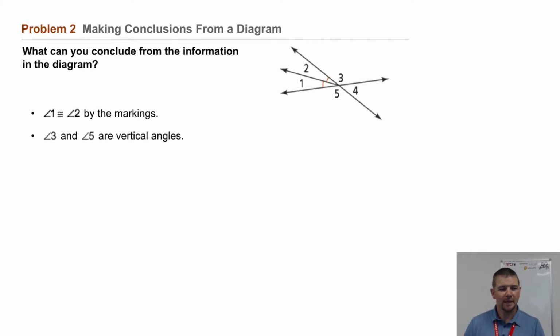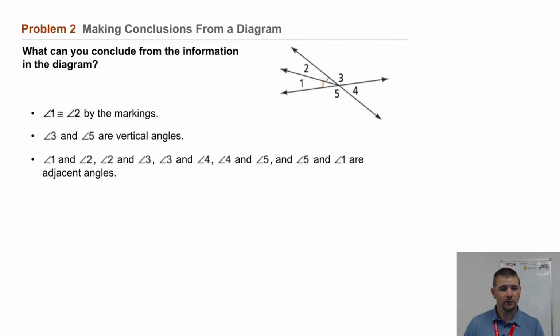Next, we can state angle 1 and 2, angle 2 and 3, angle 3 and 4, angle 4 and 5, and angle 5 and 1 are adjacent angles. They all share a common side.